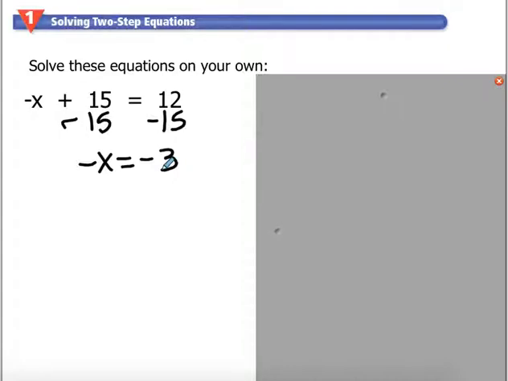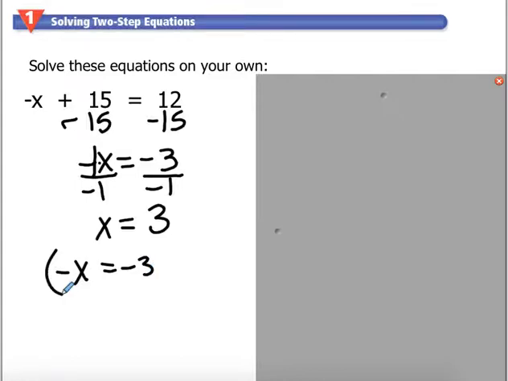In order to get a positive x, I can do one of two things. Technically, what we have here is a negative 1 times x. So in order to get rid of multiplication, I can divide by negative 1. And I get x, because negative divided by negative is positive, and negative 3 divided by negative 1 is a positive 3. The other way to think about this is if I have a negative x equaling negative 3, I can also multiply by negative 1 on each side, because a negative times a negative is a positive, and we get the same result. So we need to make sure that our x is by itself and that it is a positive x.